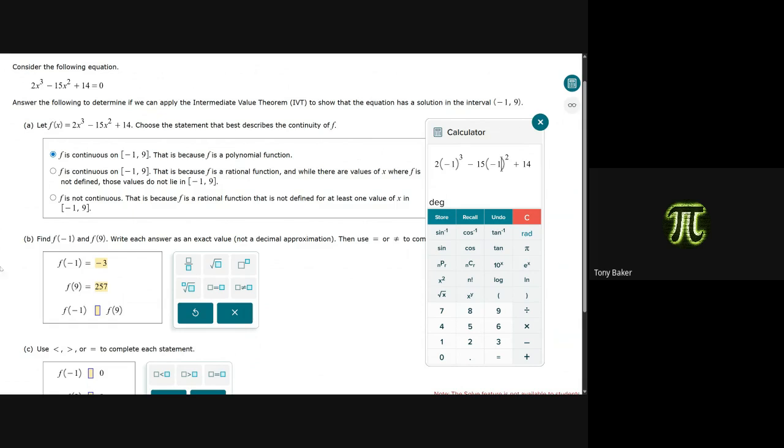All right. Are they equal to each other? No, they're not equal. Okay. That's step 2 of the intermediate value theorem. The endpoints cannot be equal. If they are, we're done. Okay, so it's continuous. They're not equal to each other. Good.